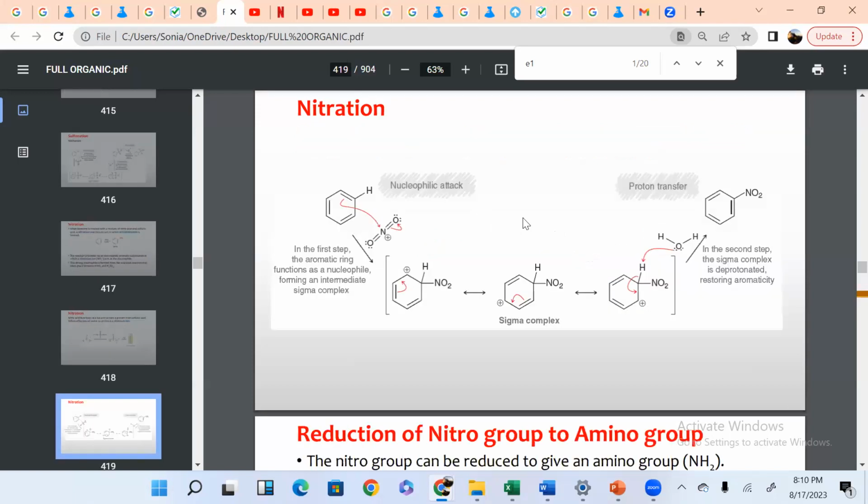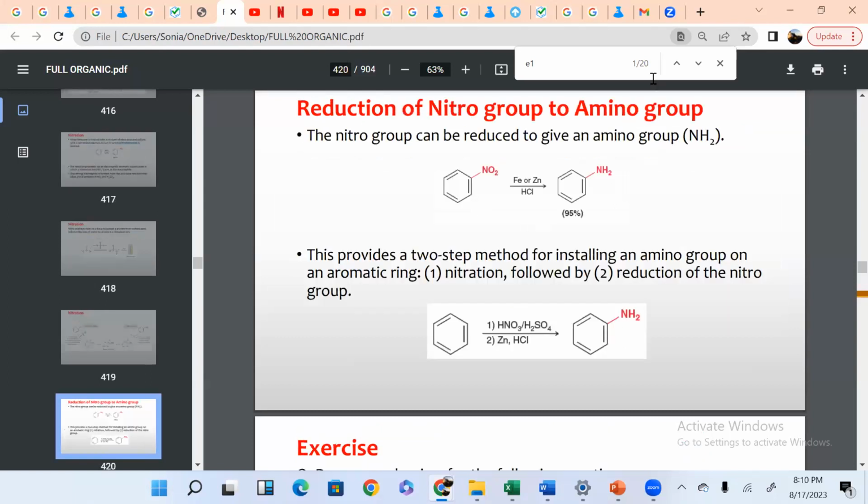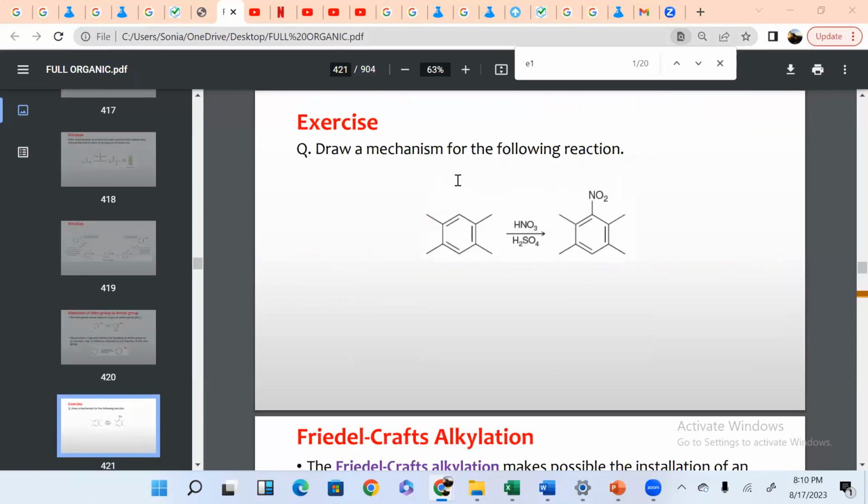Usually the nitro group can also be reduced to give an amino group. This process, as you can see, is catalyzed here. This usually provides a two-step method for installing an amino group on the aromatic ring: nitration followed by reduction of the nitro group. Those are the two steps that occur. So that's just an example for us to draw the mechanism of reaction.